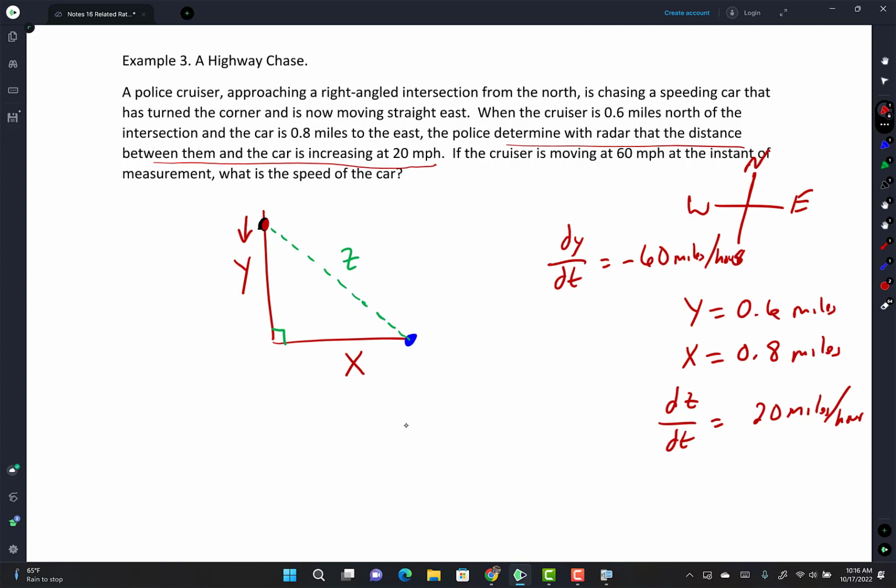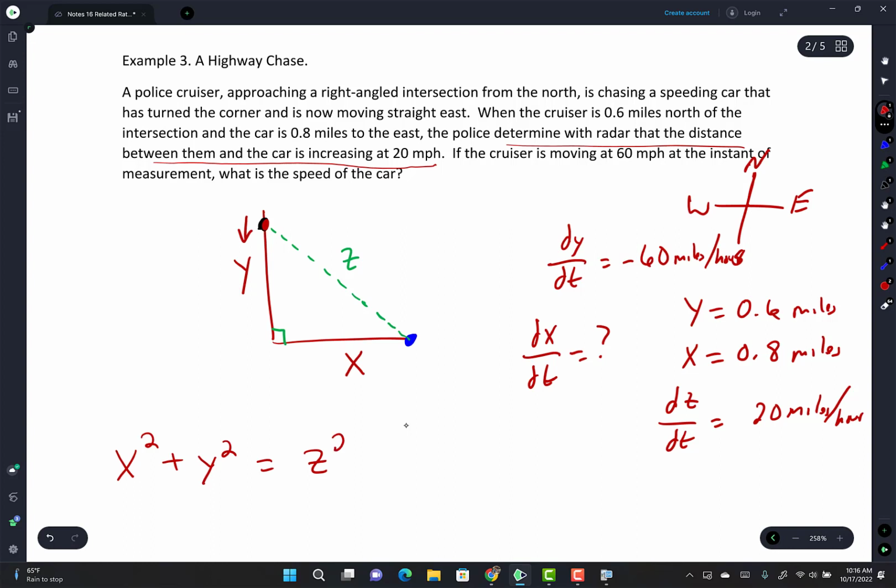If the cruiser is moving at 60 miles per hour at the instant of measurement, what is the speed of the car? So we want to know dx/dt, question mark. Here's the hardest part. Do we have a model that can relate x with y with z? What's the name of that model? Pythagorean Theorem. Pythagorean Theorem is going to come out all the time. So here we go: x squared plus y squared equals z squared. Are we okay? That's the relation.